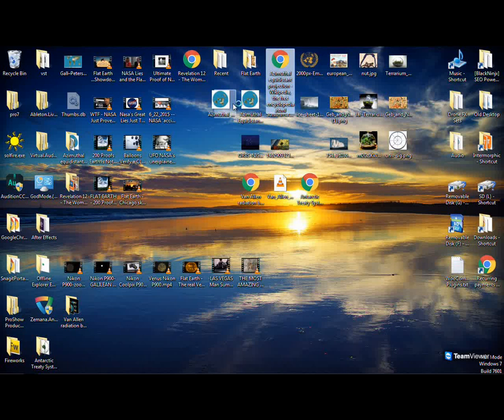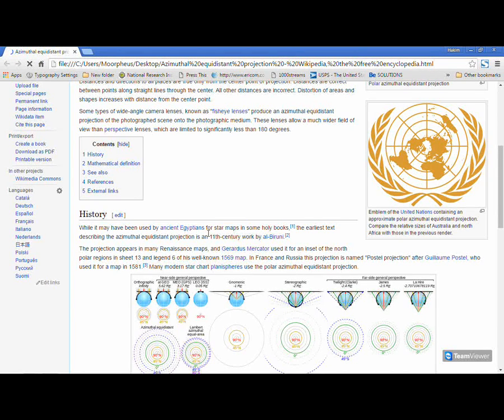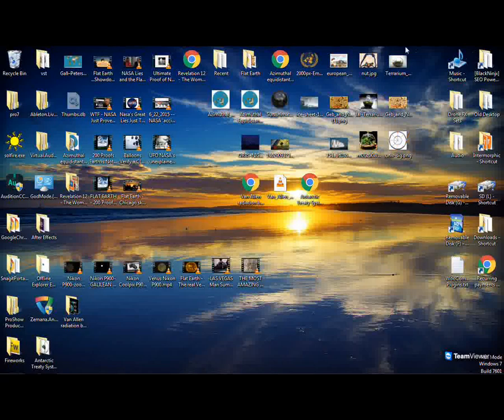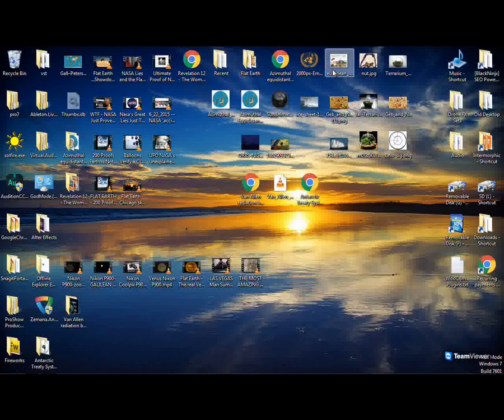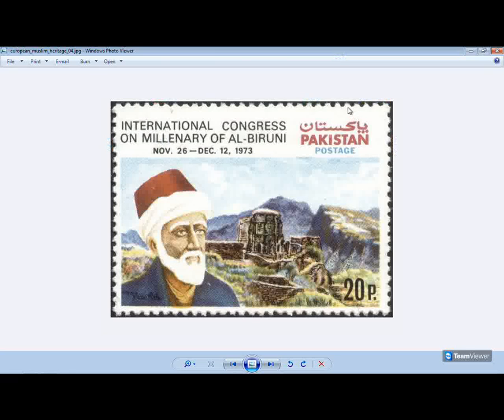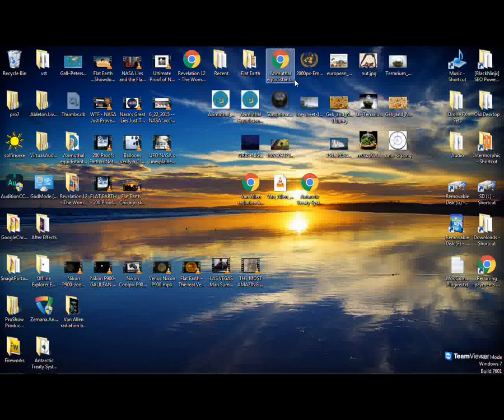here you see, they're showing you right here, the United Nations using the same thing, and then you go to the history, it says, while it may have been used by ancient Egyptians for star maps and some holy books, the earliest text describing the azimuthal equidistant projection is an 11th century work by Al-Biruni. I tell y'all, truth is stranger than fiction. You know, for one thing, every time I research something, it always leads back somehow to the Moors. It's just some crazy way, always. It's just crazy, you know. I didn't draw this picture. I didn't put this stuff up here. I didn't put a fez on his head, all right? And so that's the flat Earth model.